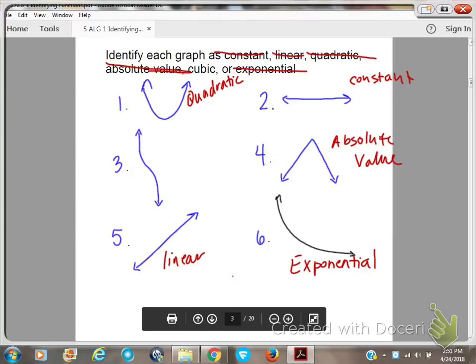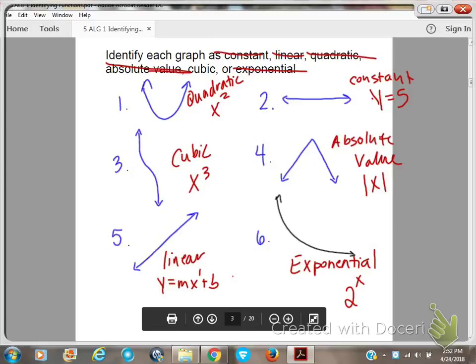All right, and then number 3, what's left is that cubic. In order for something to be a linear equation, it has to look like y equals mx plus b. It has to have x to the first power. In order for it to be quadratic, it has to have an x squared in it. And in order for it to be cubic, it has to be x to the third. For it to be exponential, the x has to be in the exponent, so something like 2 to the x. Absolute value, it has to have the absolute value bar, so, absolute value of x. For it to be constant, that's a horizontal line, so like y equals 5.